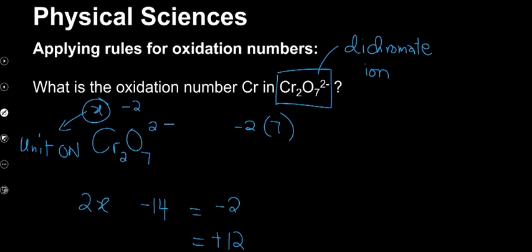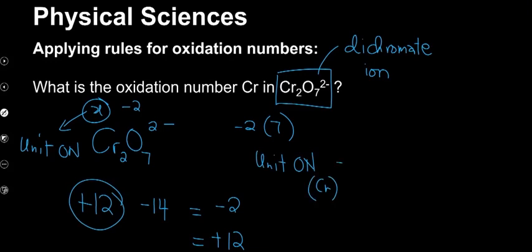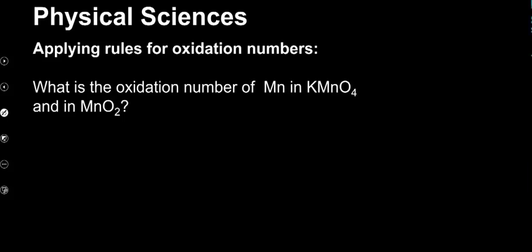So in other words, if we put it in a simple way, this +12 is the total, right? So if the total is +12, the unit oxidation number of Cr in this case is +12 divided by 2, which is equal to +6. That's how we have used the rules to actually obtain that. Because if you say +12 minus 14, it gives us the -2, right? And then last but not least, we have the manganese 4 oxide, right?